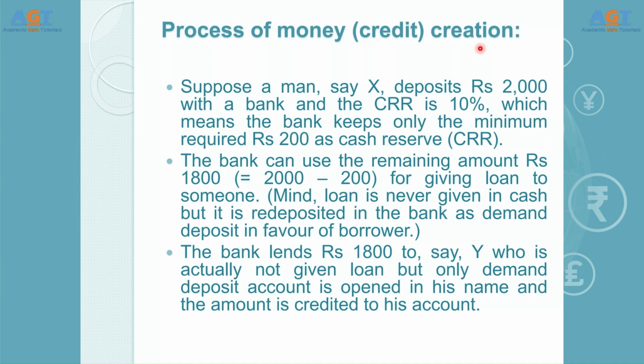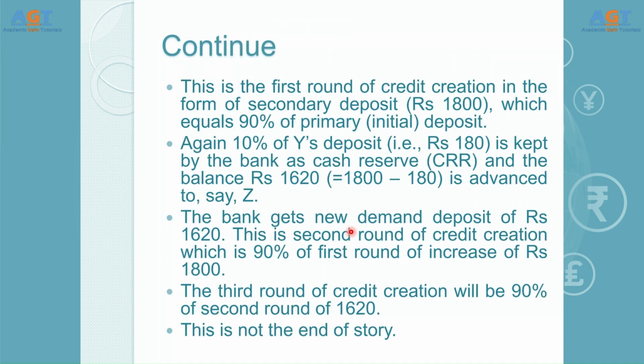Example, suppose X deposits 2,000 rupees and CRR is 10%. The bank keeps 200 rupees as reserve and can lend 1,800 rupees. The borrower doesn't usually receive cash. Instead, the bank credits this as a deposit in the borrower's account, creating a new demand deposit. Now, let's continue the next rounds of credit creation. Continuing to next slide and discuss second round and beyond.